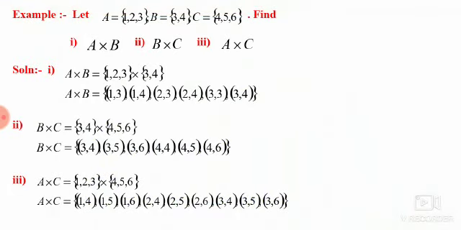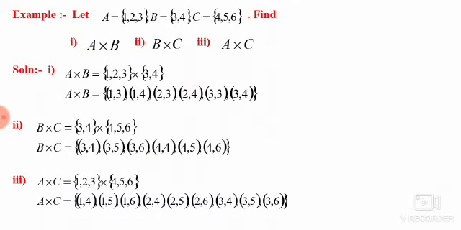Now moving to the next question, that is B cross C. B is a set containing the elements 3 and 4, and C contains 4, 5, 6. Therefore, the Cartesian product of B cross C is equal to (3, 4), (3, 5), (3, 6), then (4, 4), (4, 5), (4, 6). Therefore, this is the Cartesian product of the two sets B and C.